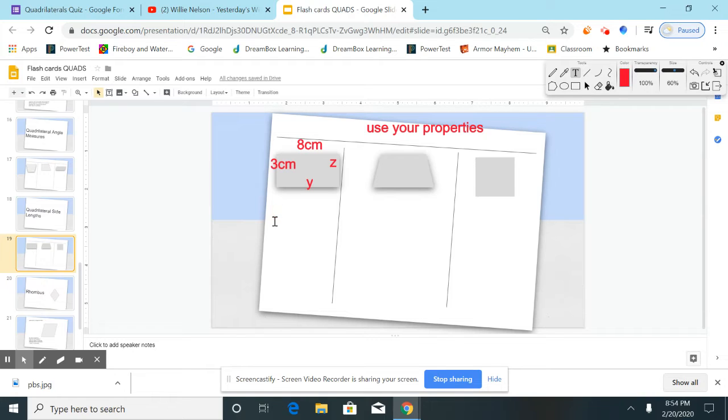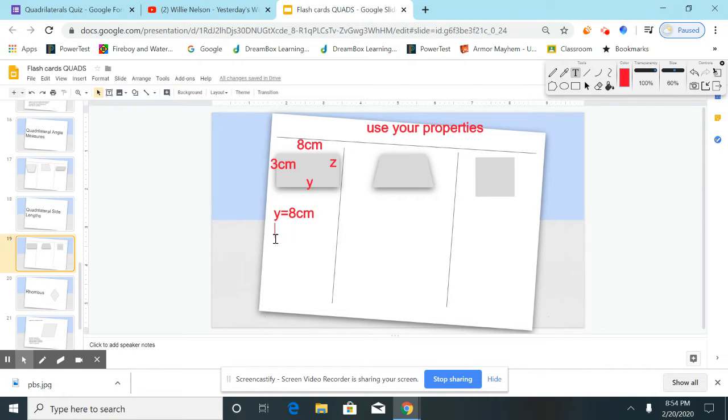So looking down here, you know the top of this rectangle is 8. This side on the left is 3. The right side is side Z. The bottom side is side Y. So the first thing it's asking you to do is find side Y. So Y has to be the same as this one, because the properties of a rectangle say that opposite sides are congruent. So Y has to equal 8 centimeters.